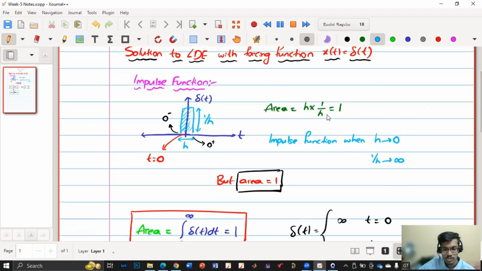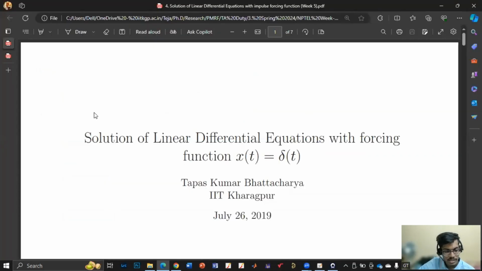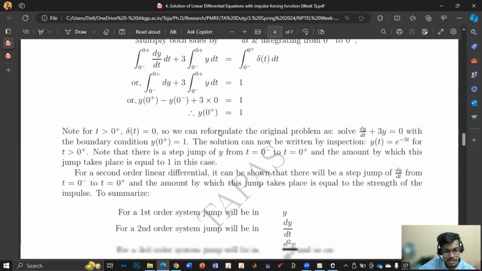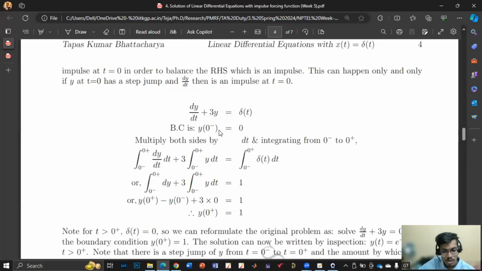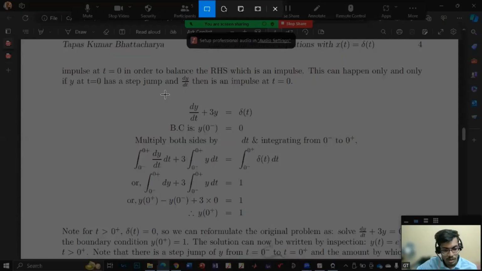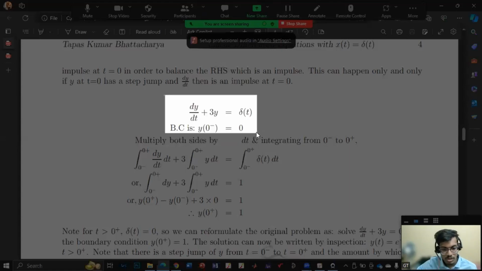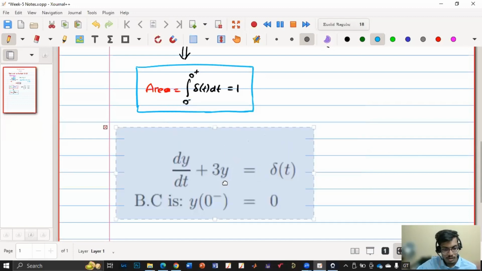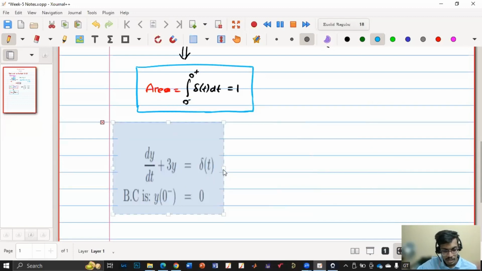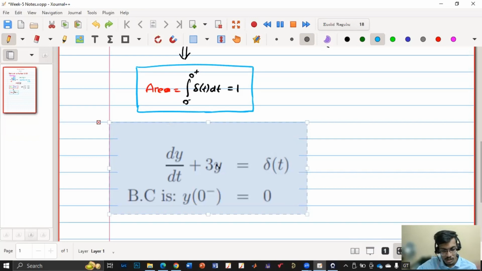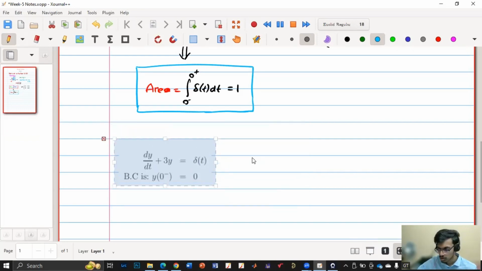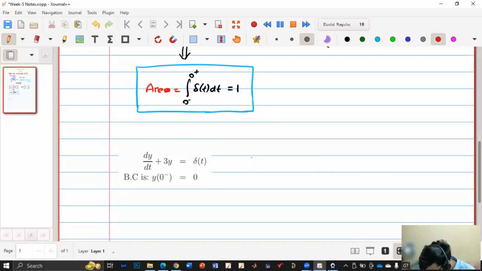Now, then how to proceed? Okay, we'll come to one example that Sir has mentioned in his notebook. So, yes, this is the example just to understand how to solve a linear differential equation having delta of t as input. So I have considered one problem from Sir's lecture material. So this is problem 1.